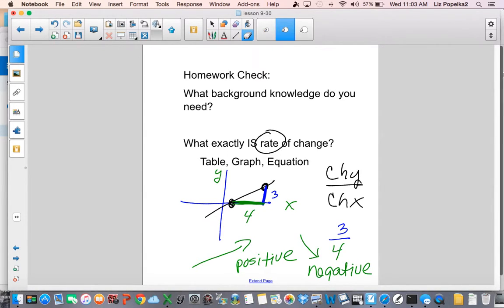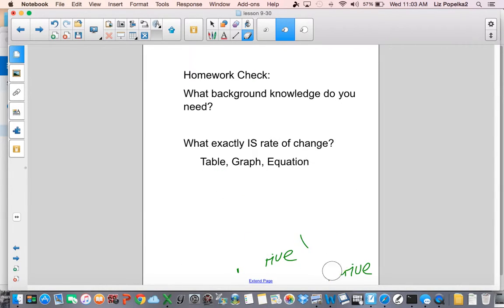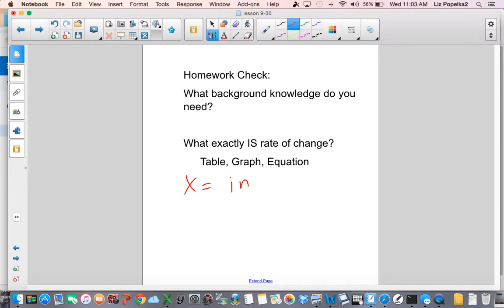Okay, and then the other piece of background knowledge that we need is finding the rate of change from an equation. And remember that in an equation that represents a situation, x represents your independent variable, y represents your dependent variable. It's the variable that depends on your x value. So this would be an example of an equation where you might see y depends on whatever x is. If x is 1, 3 times 1 would give you 3 for y. If x is 2, 2 times 3 would give you 6. So in other words, y depends on whatever your x value is.